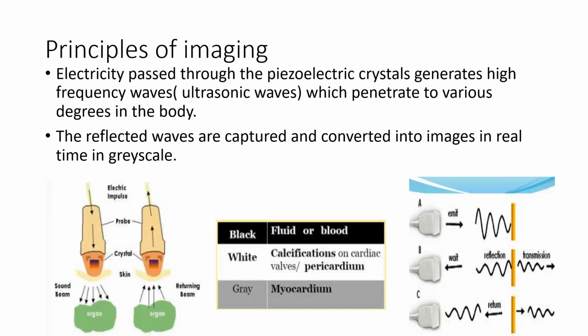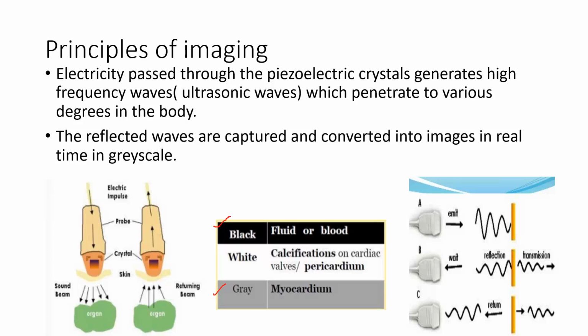Principles of imaging: electricity is passed through the piezoelectric crystals, which generate high frequency waves. Those are the ultrasonic waves which penetrate to various degrees in the body. The reflected waves are then captured and converted into images in real time in grayscale. So black would indicate fluid or blood, whereas gray would be myocardium, and white for calcification of the valves and pericardium.